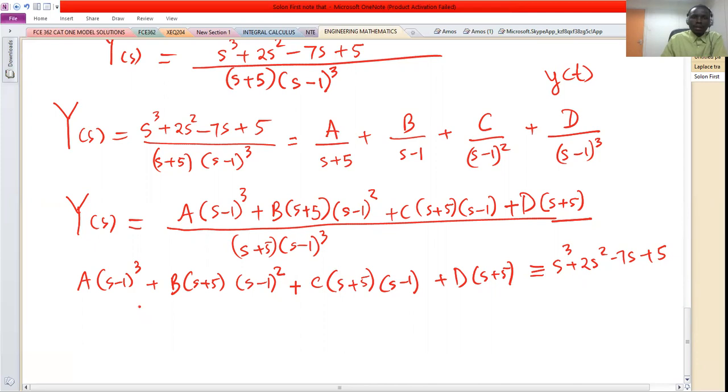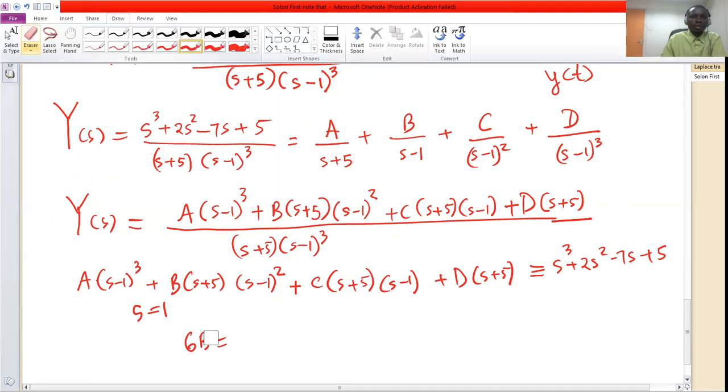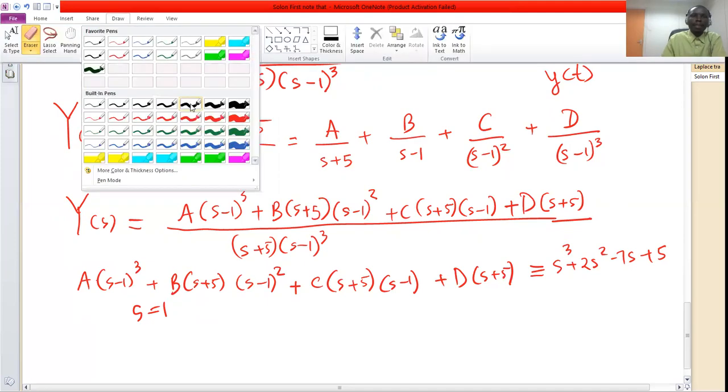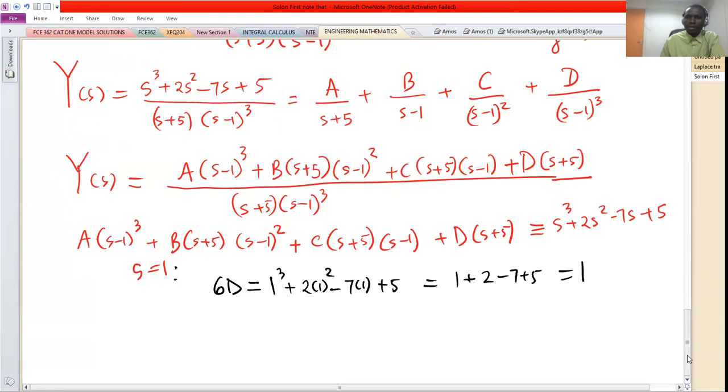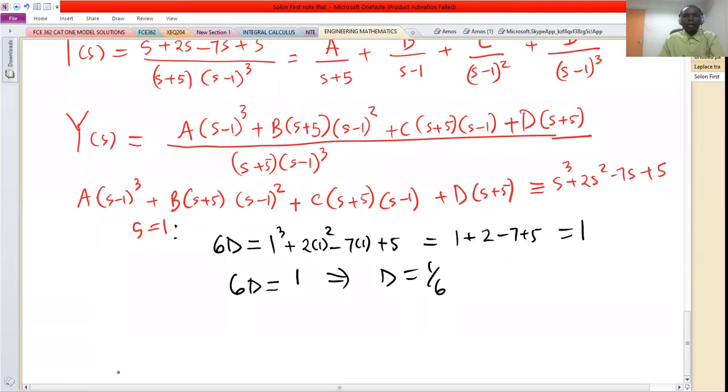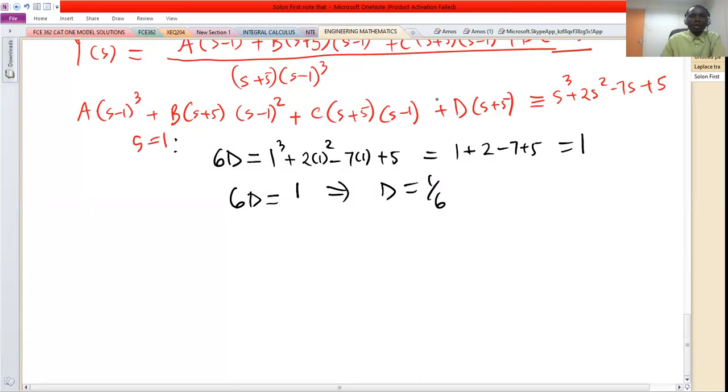So when I set s to be 1, then this I'll get 0, and this will also be zero because I have an s minus 1 there. So setting s to be 1, this term will be zero, this will be zero, this will be zero, but this will be now 6d equals 1 cubed plus 2 into 1 squared minus 7 into 1 plus 5. So 1 plus 2 minus 7 plus 5. So 1 plus 2 is 3, plus this one, this will give us 1. So therefore 6d is given by 1, which means d equals 1 over 6. So that's what you have. So d is 1 over 6.